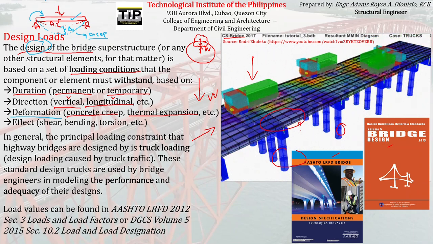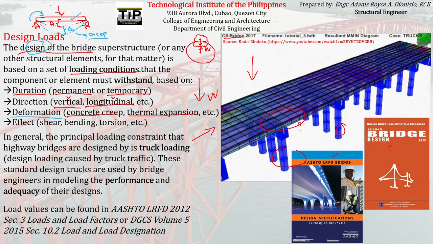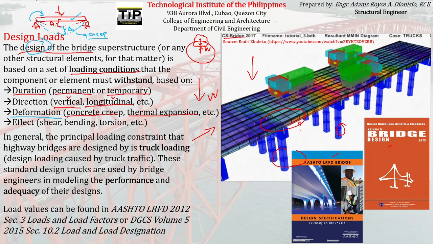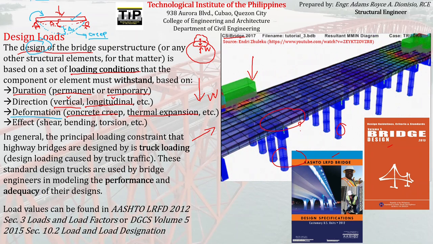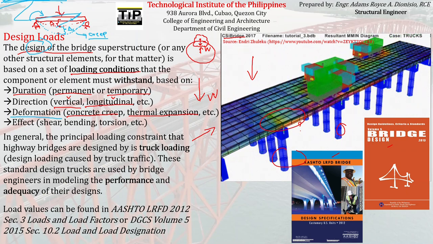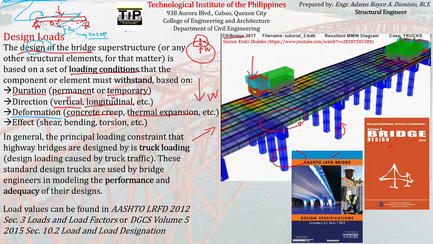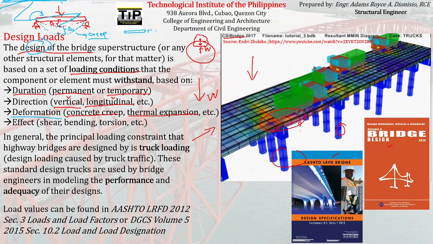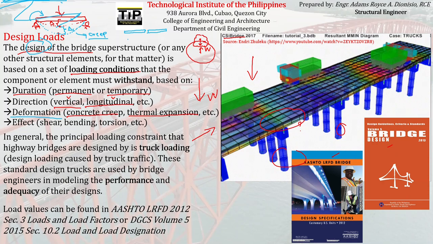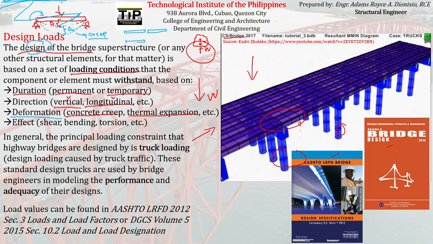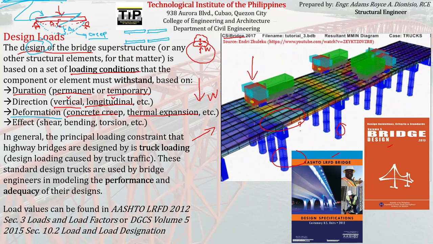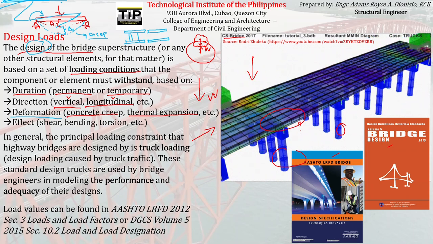Katulad nung sa mga railways, if you already seen a railway, paano ba itsura ng railway? Yung rails. Di ba yung rails, parang ganito yung itsura nun. Mga rails ng tren, kunyari ng LRT. Di ba may mga ganyan yun. Tapos may mga naka-perpendicular, yung tinatawag natin na balas.